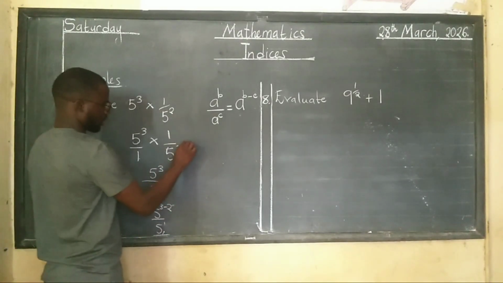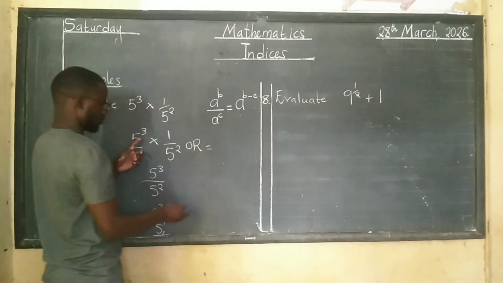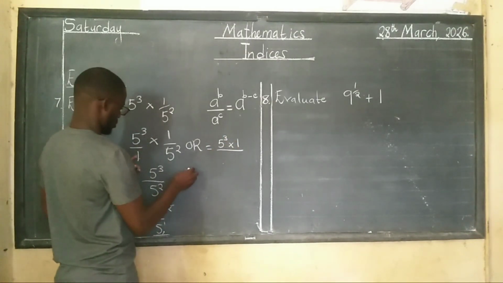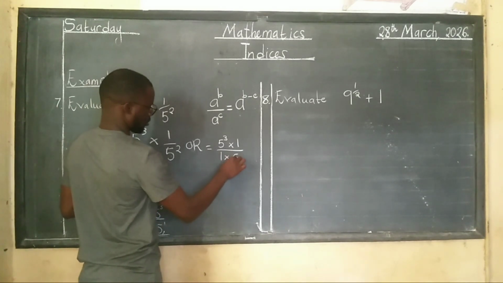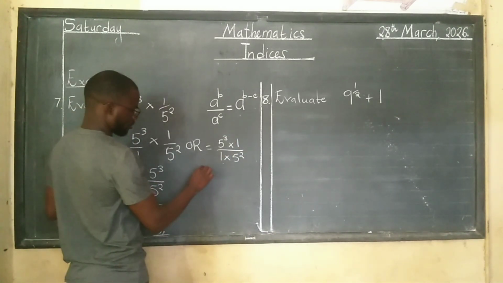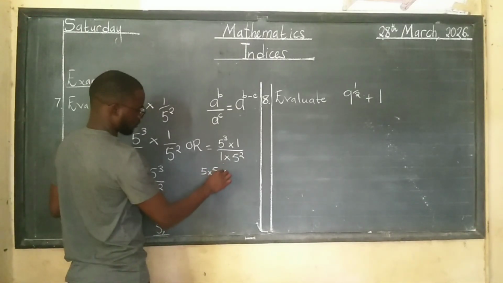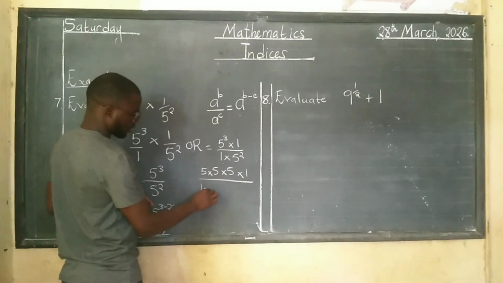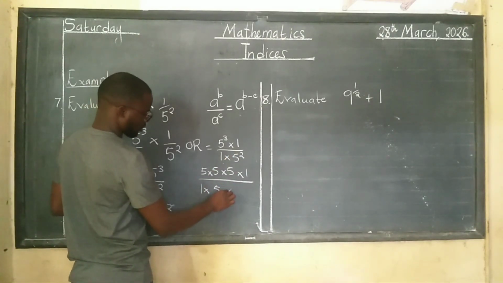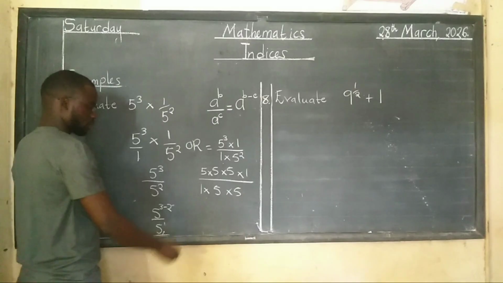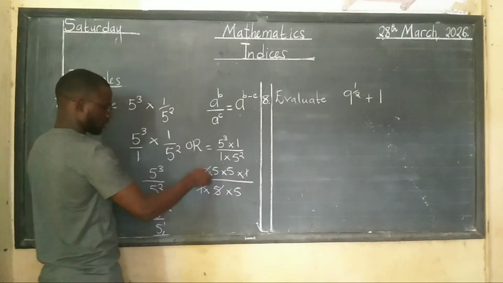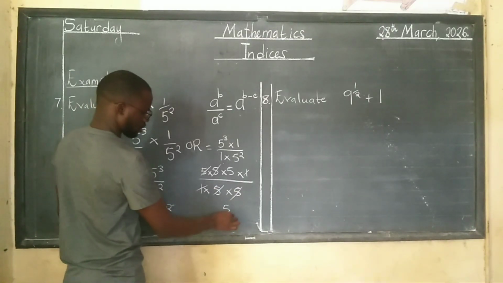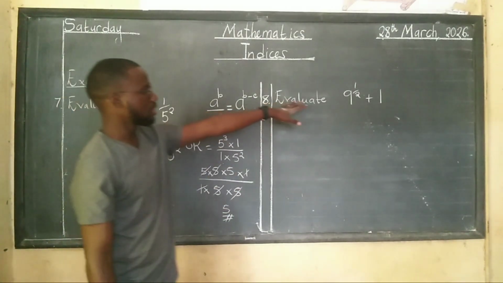Or, right here, I can do this: 5 to the power 3 times 1, then this times this, 5 squared. This 5 to the power 3 can be 5 times 5 times 5, then times this one, then this is 1 times this is 5 times 5. Then at this point, 1 will cancel with 1, this 5 with this 5, this 5 with this 5, and remaining with just that 5.